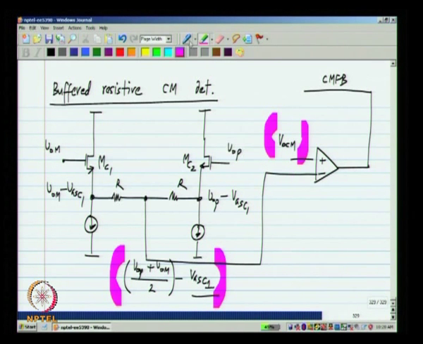Now, this is a problem because VOP plus VOM by 2 does not equal VOCM, it will equal VOCM plus VGS C1. Okay. Now, this VGS C1 is an unknown quantity in that you can calculate it if you know the parameters of the transistor and the current exactly, but you do not know that. Okay.